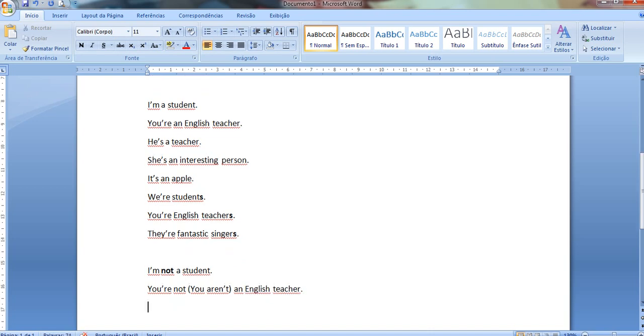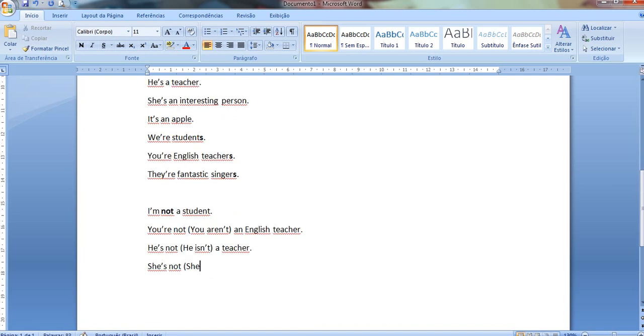Okay, another example, we can use the personal pronoun he for male in singular form, now in negative form. For example, he is not, or we can say in English he isn't. They have the same meaning. He isn't a teacher. Okay. The same form for she. She's not, or she isn't.